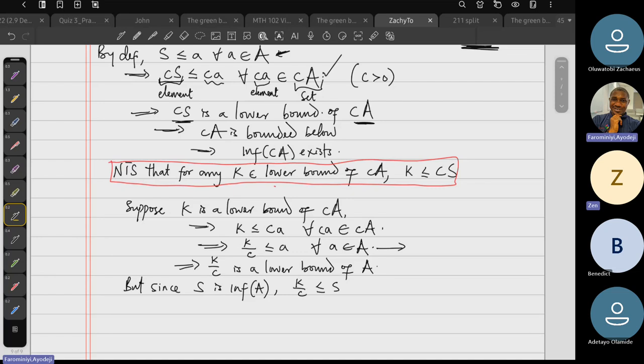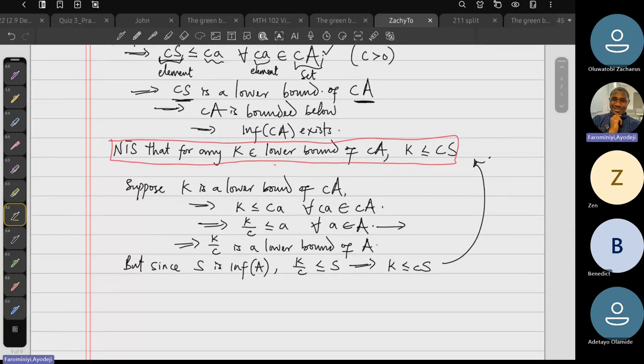Yes, sir. The property of infimum is that it is greater than any lower bound that we can find. So since S is an infimum of A, and K over C is a lower bound of A, then K over C must be less than or equal to S. And since C is positive, we can always move C around in this inequality. So this implies that K is less than or equal to CS. And that is exactly what we said we wanted to show.